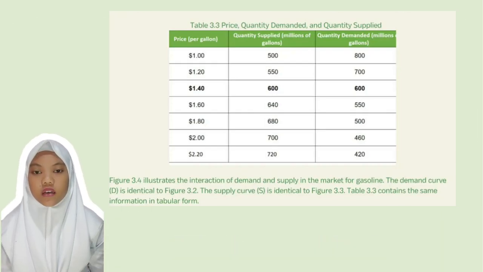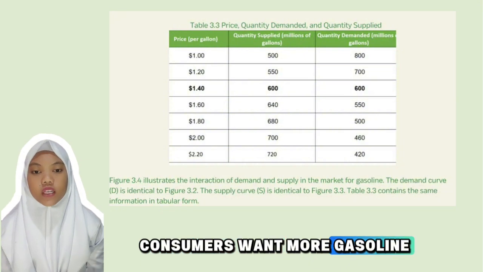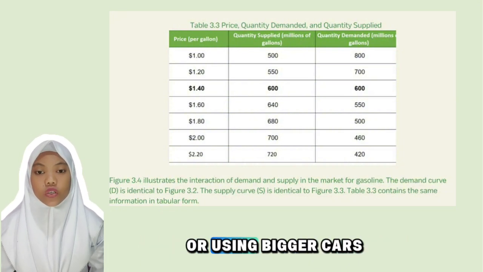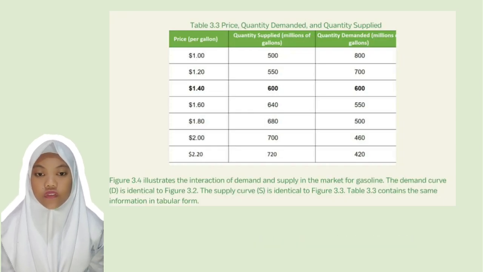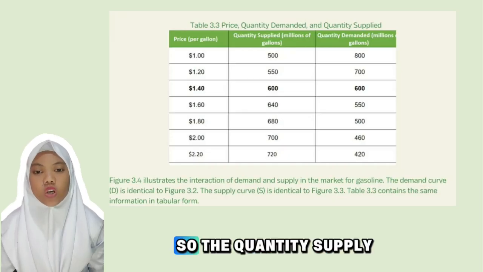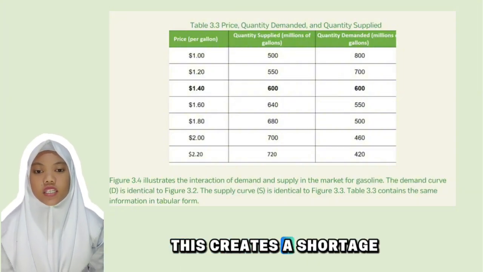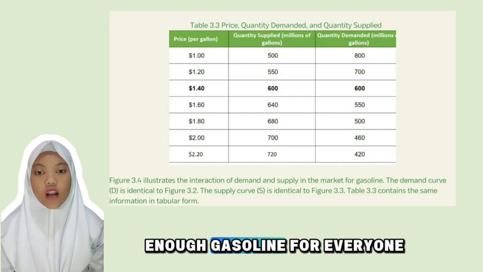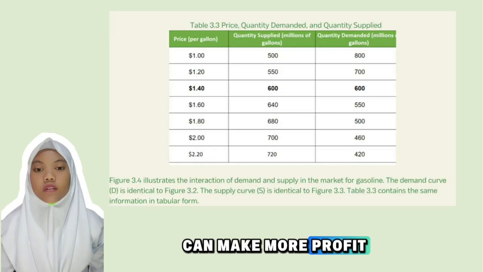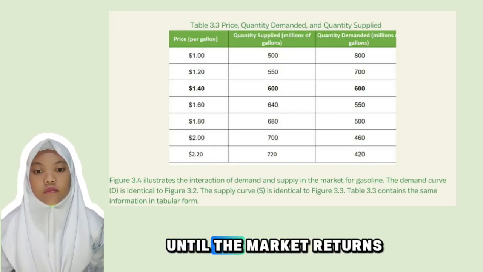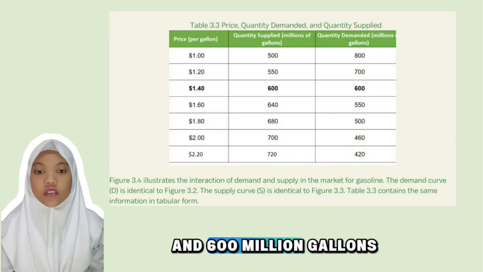Below equilibrium price. If the price drops below $1.40, say to $1.20, consumers want more gasoline, maybe driving longer distances or using bigger cars. The quantity demanded rises to 700 million gallons. Producers, however, are less motivated to sell at a lower price, so the quantity supplied drops to 550 million gallons. This creates a shortage. There is not enough gasoline for everyone. Buyers rush to gas stations and sellers notice they can make more profit by raising prices. Prices increase until the market returns to the equilibrium of $1.40 per gallon and 600 million gallons.